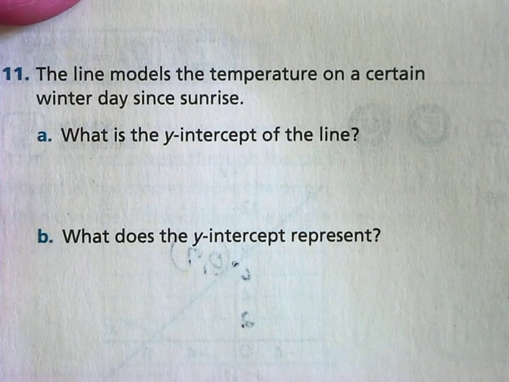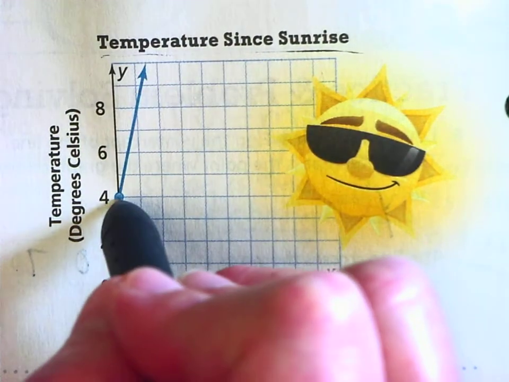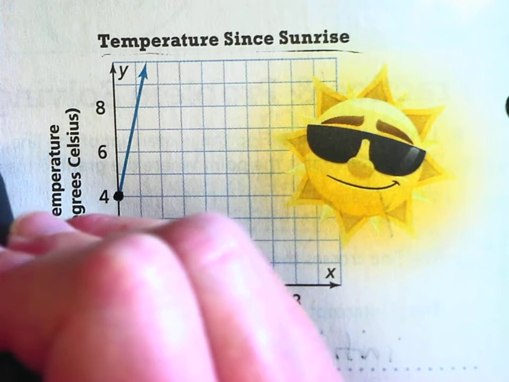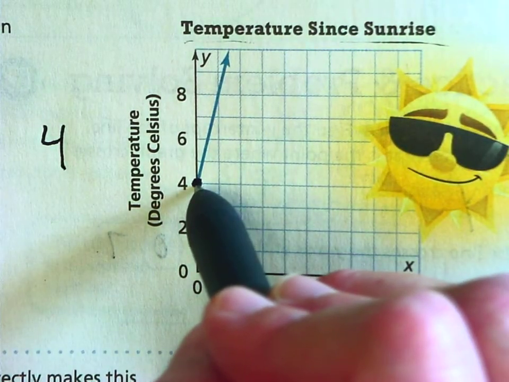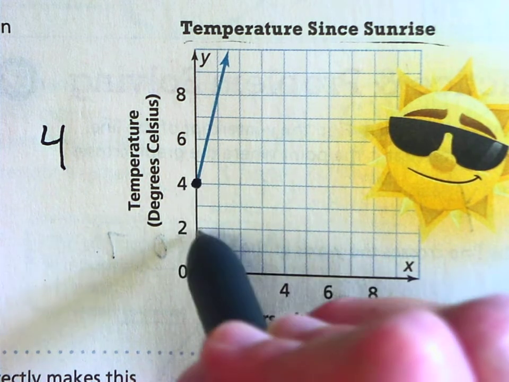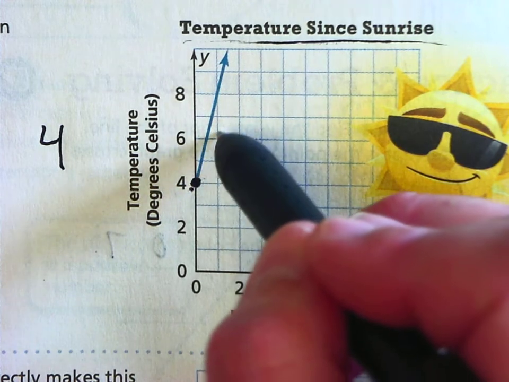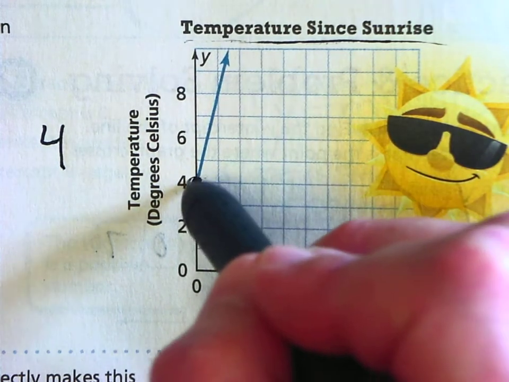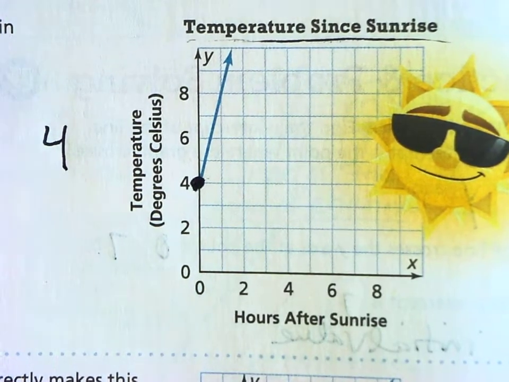Okay, let's take a look at a few more. The line models the temperature on a certain winter day since sunrise. What's the y-intercept? What does it represent? Well, temperature since sunrise. So here's your y-intercept. Your initial value is positive 4. To explain that, it means it was 4 degrees before the sun started to rise. This is how many degrees it was after the sunrise. But your y-intercept means it was 4 degrees before the sun started to rise.